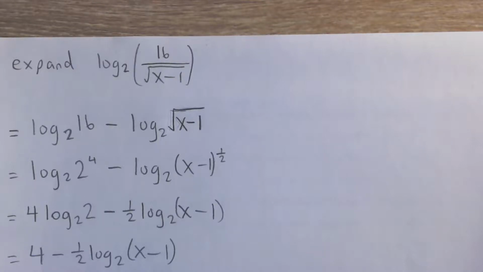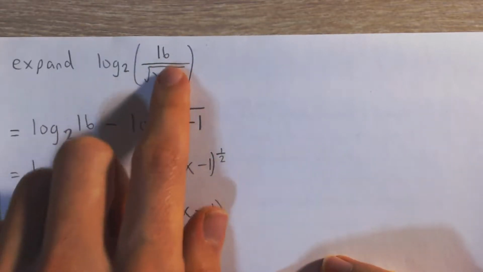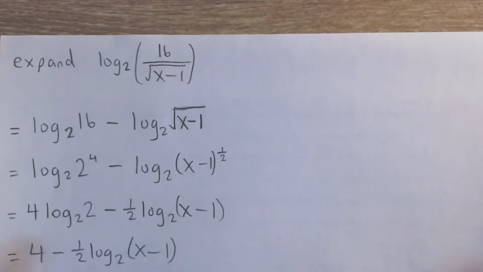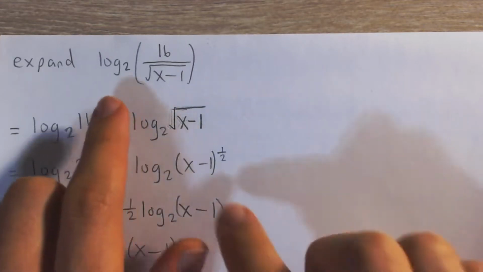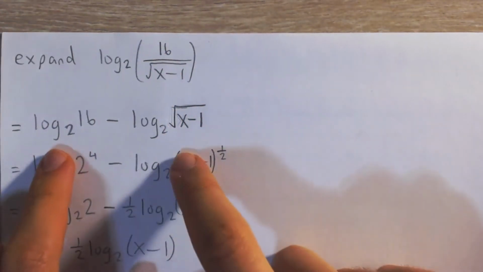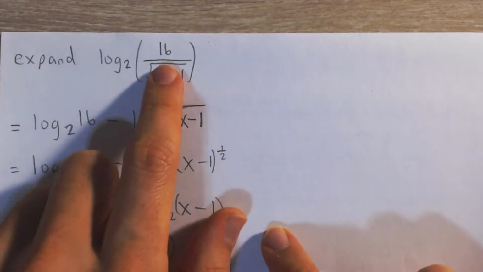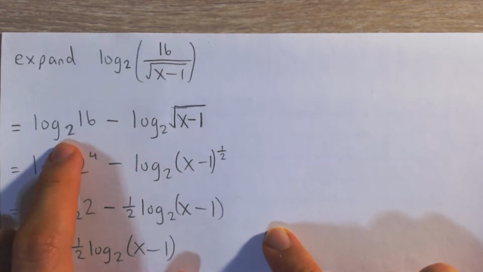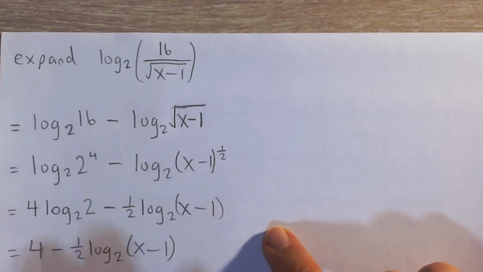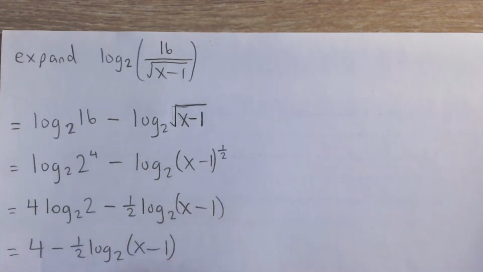Okay, so here we have to expand this logarithm, log base 2 of 16 divided by the square root of x minus 1. The way we do this is we use the logarithm law that says that the log of a quotient, the division of two things, is equal to the difference of the logs. So we take the numerator, place that in a log, base 2 of course, minus the denominator in a different log. And now we can simplify a little bit further.